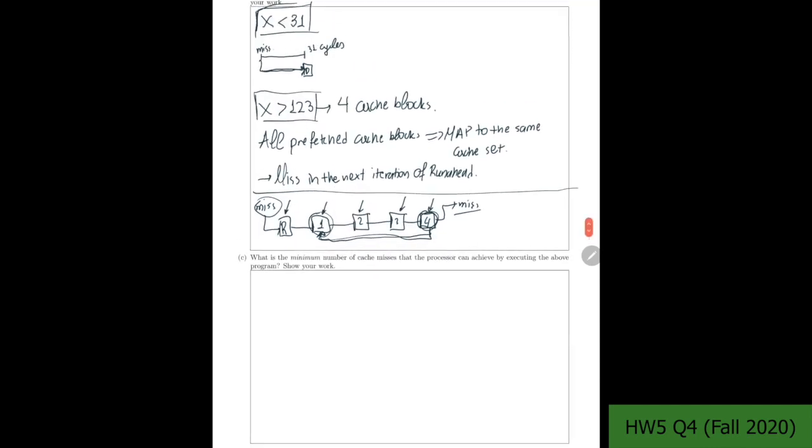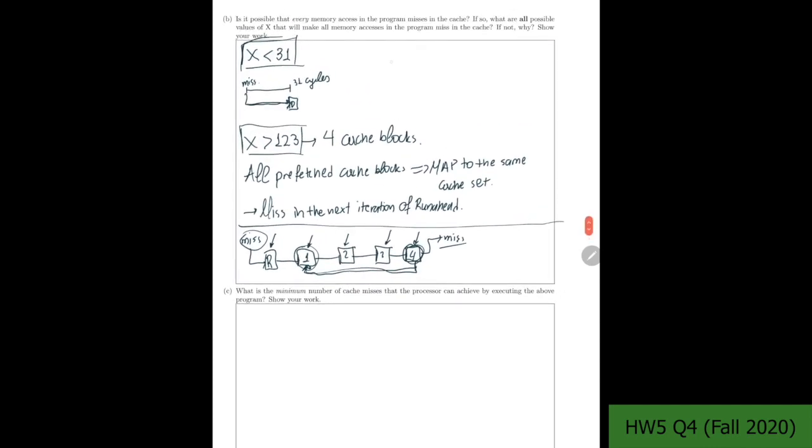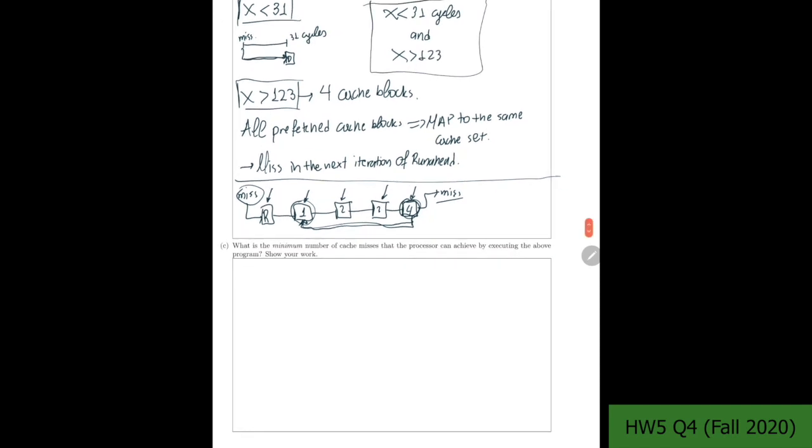I think this is the explanation here. So X needs to be smaller than 31 cycles, and X needs to be bigger than 123. So you miss every time.